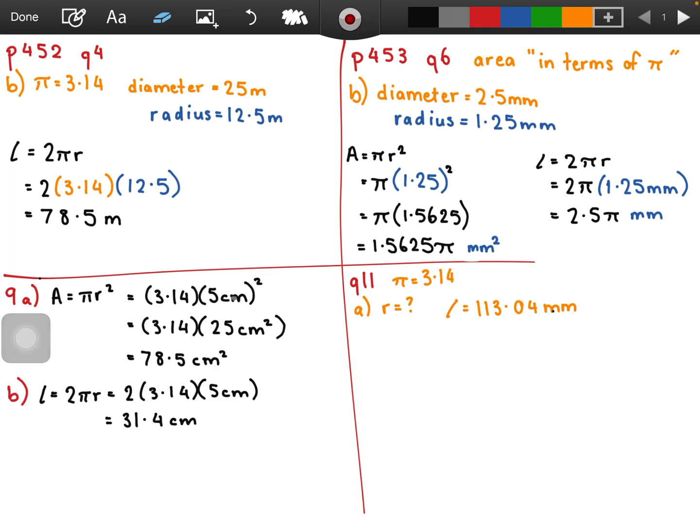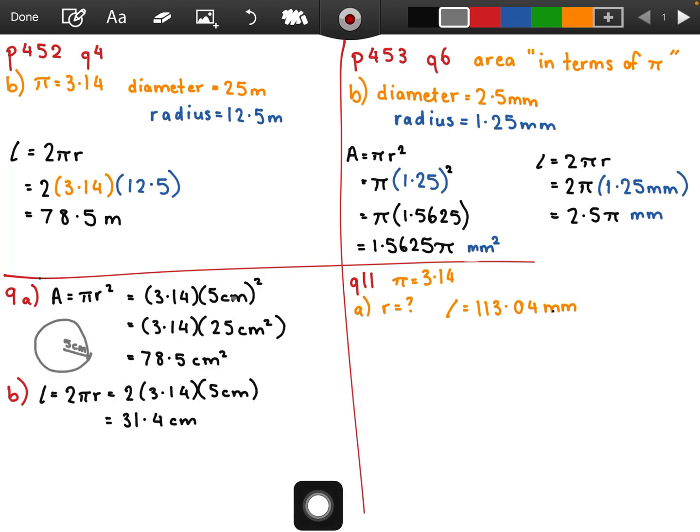Okay, question 9, I've done out the start of it here because the part that was more difficult was when we got on to part C, D and E. So part A asked us to find the area of a full circle, and part B asked us to find the circumference of a full circle. And then when we get on to part C, it says, using your answer from part A, find the area of a semicircle with a radius of 5 centimeters.